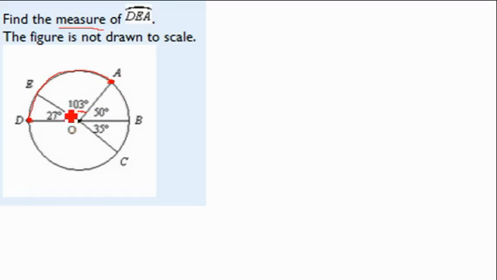And we can find the measure of that by adding the two adjacent angles, 27 degrees and 103 degrees. 103 plus 27, add those two angles together. So the measure of the entire central angle here should be 130 degrees. And also the degree measure of arc DEA.